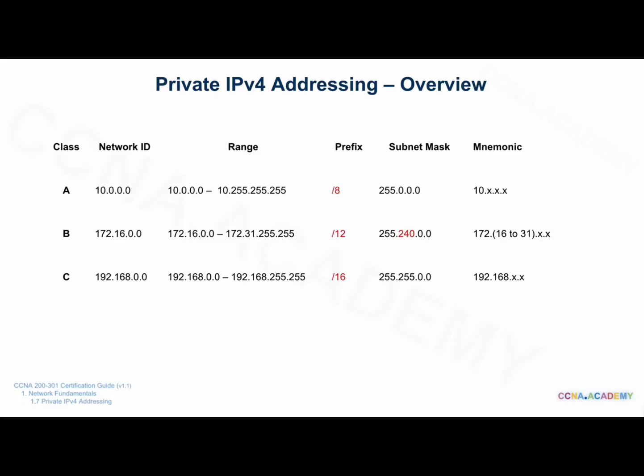And Class C ranges from 192.168.0 to 192.168.255, a /16. These are the only private ranges you can safely use inside local networks.